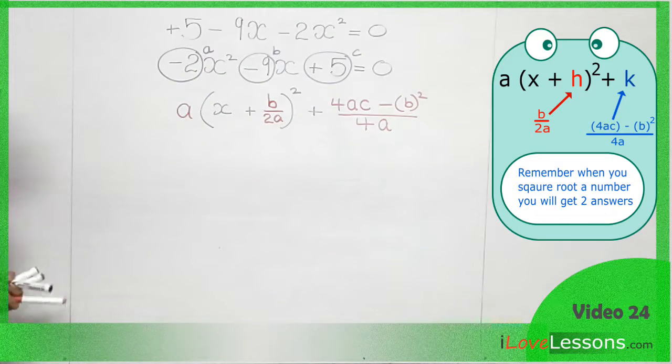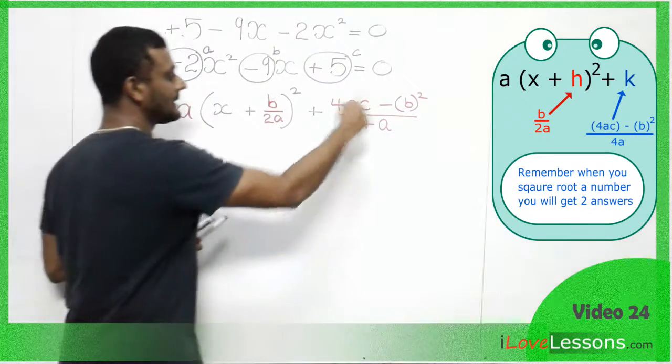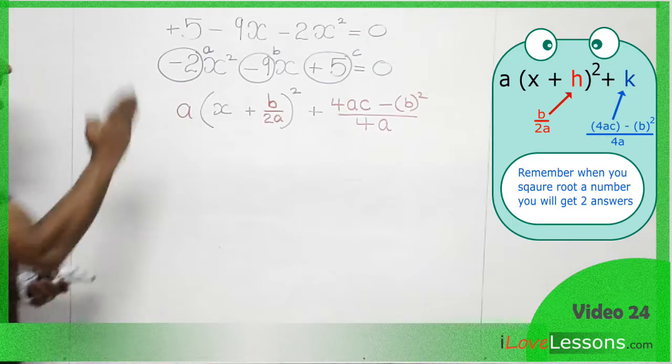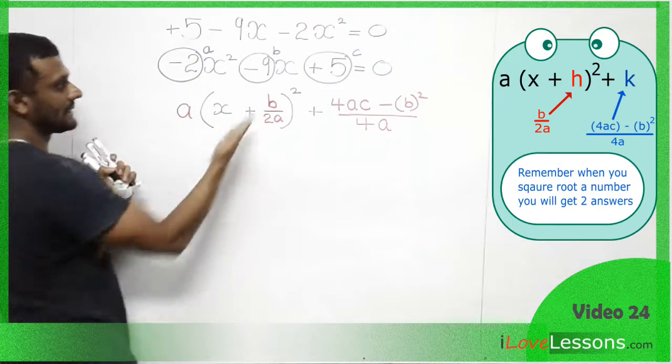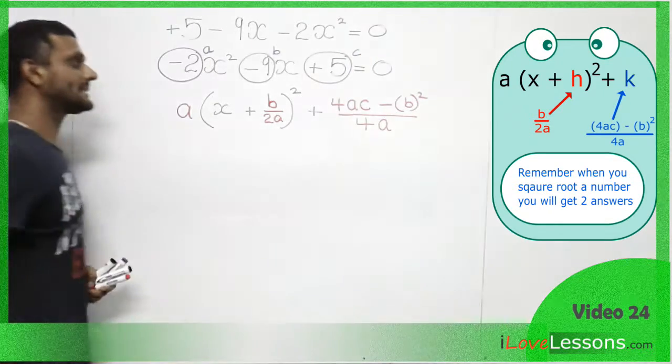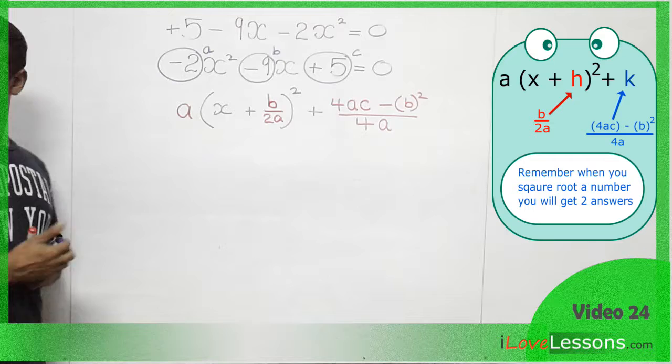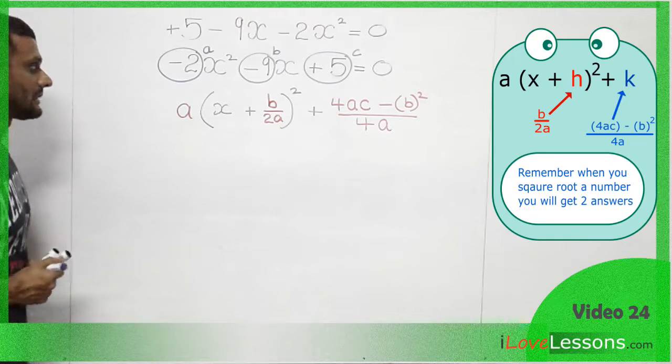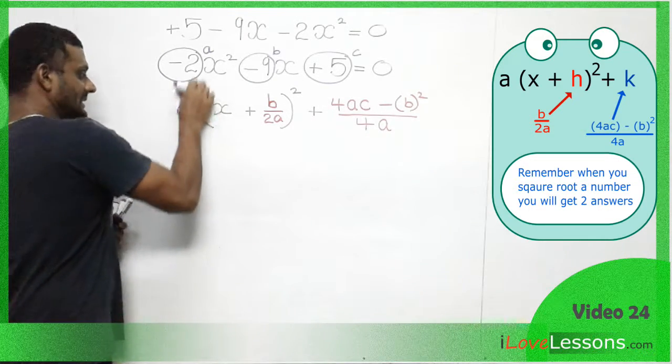So all we have to do now is just go and replace the letters with the relevant numbers. Anywhere we see an A, replace it with -2. Anywhere we see a B, replace it with -9. Anywhere we see a C, replace it with 5. So let's get started with our substitution. This one is pretty easy.